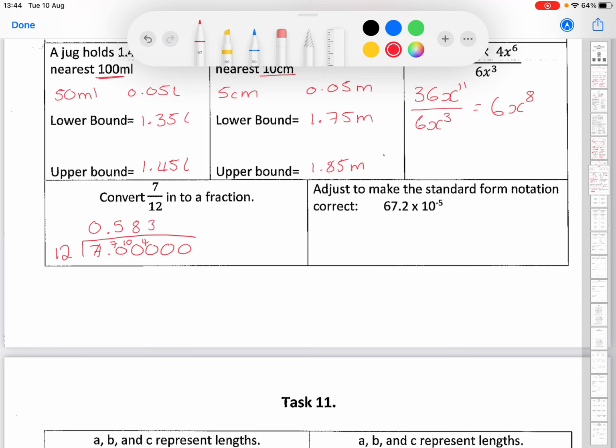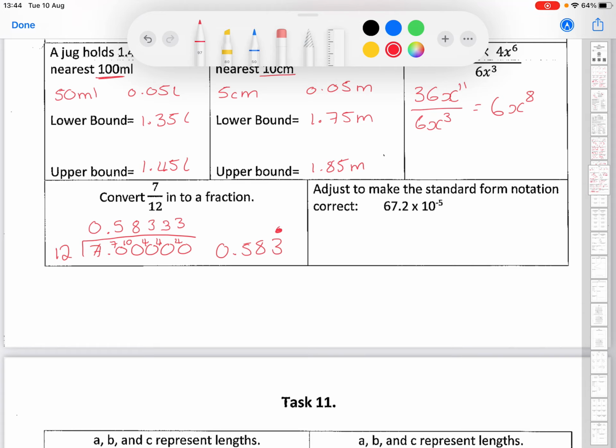How many times does 12 go into 40? Well, that would be 3, because 3 12s are 36. That would give us 4 left over. How many times does 12 go into 40? That would be 3. 3 gives us 36. That would give us 4 left over, etc, etc. So it's going to be 0.583 with just that 3 recurring.